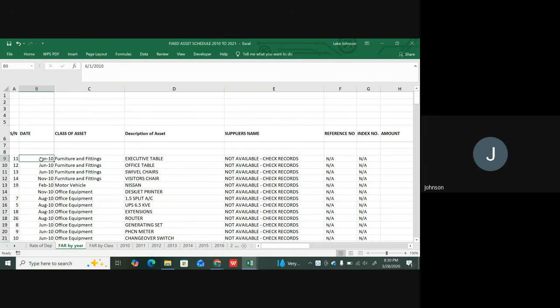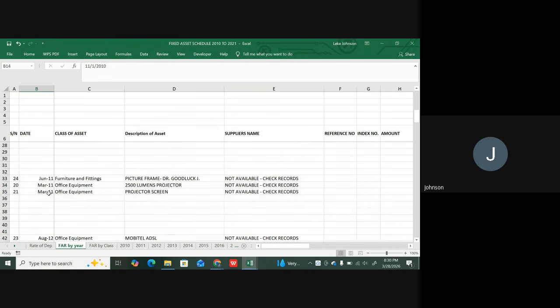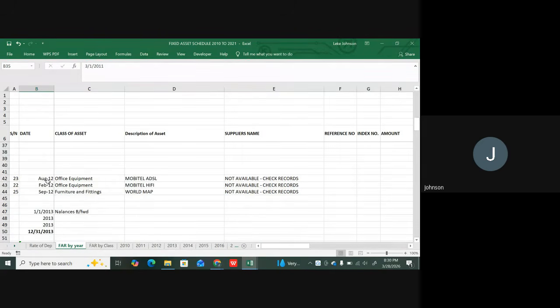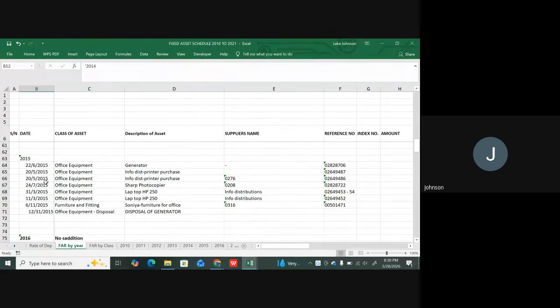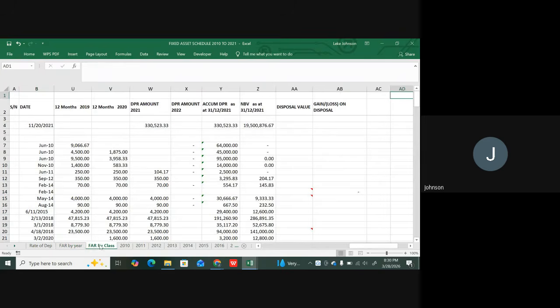Yeah, so this is 2010. Then let's see this one. This is 2011. So we are showing it by the years that they purchased them. So this is like 2012, and this is 2013, and so on and so forth. So you can see here 2014. Then here is 2015. So then let's come to this one by class.